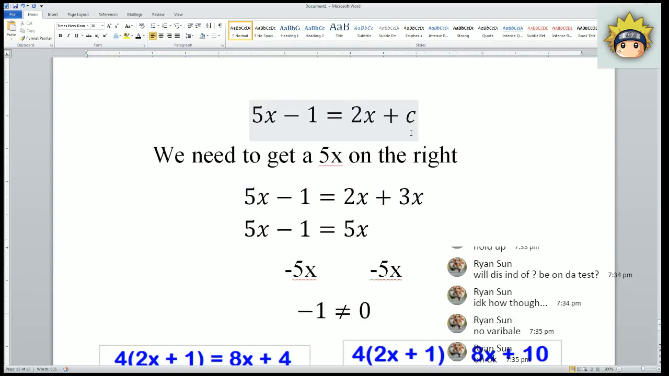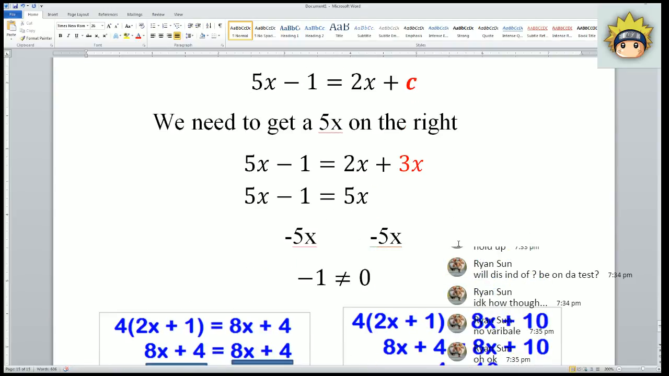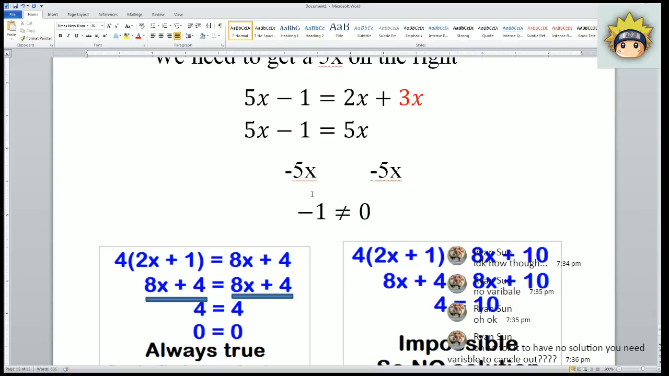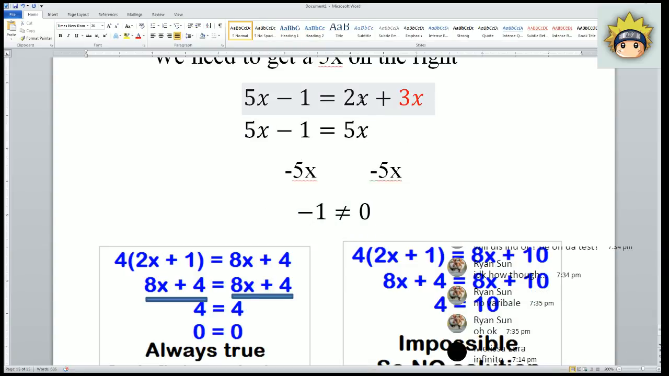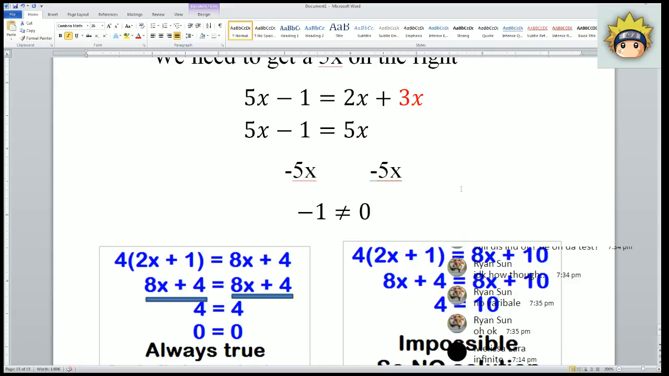So C, I can make that bolded red. I can make the C 3x. That is how I get the 5x on the left hand side to match the 5x on the right hand side, so I could get the not equal to. The variables cancel each other out, and right here these things don't match.